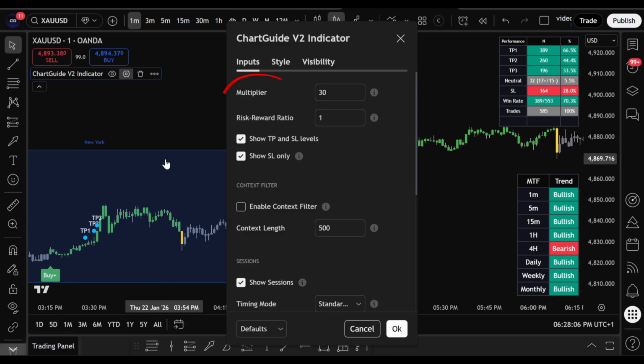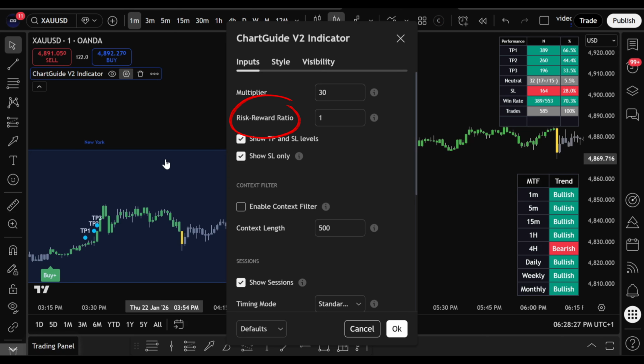So the first setting is the multiplier, and by default, it's set to 30. Think of this like your signal sensitivity. If you drop the multiplier lower, you're basically telling the indicator, give me more trades, so you'll get more signals, but you're also going to get more noise because it's reacting more often. If you raise the multiplier higher, you're telling it, be more picky, so you get fewer signals, but they're usually cleaner. If you're a beginner, don't overthink it. Start at 30, and later you can tune it.